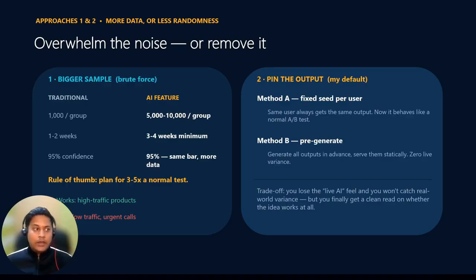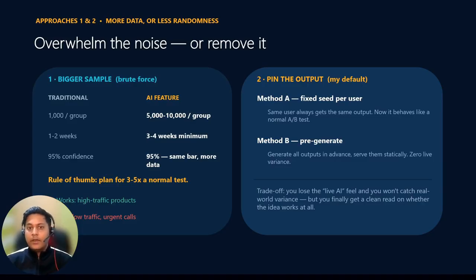Approach one and two, and these are opposite philosophies. Approach 1 says, let's overwhelm the noise with data. Approach 2 says, let's just delete the noise. So, approach 1, the bigger sample. It's brute force and it's honest. Where a traditional test needs about 1,000 users per group over 1 to 2 weeks, an AI feature test needs 5 to 10,000 per group over 3 to 4 weeks. Your confidence target does not change, still 95%. You just need far more data to get there because you are paying for that extra within-group variance.